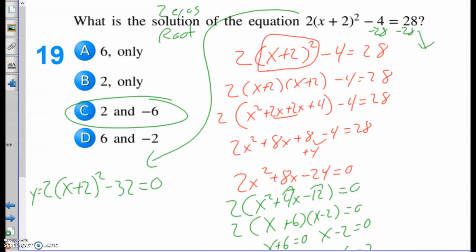So you could have worked the whole thing out algebraically and got it down to something where you could factor and solve. Or because your calculator could do that work for you, you could let the calculator do that work.